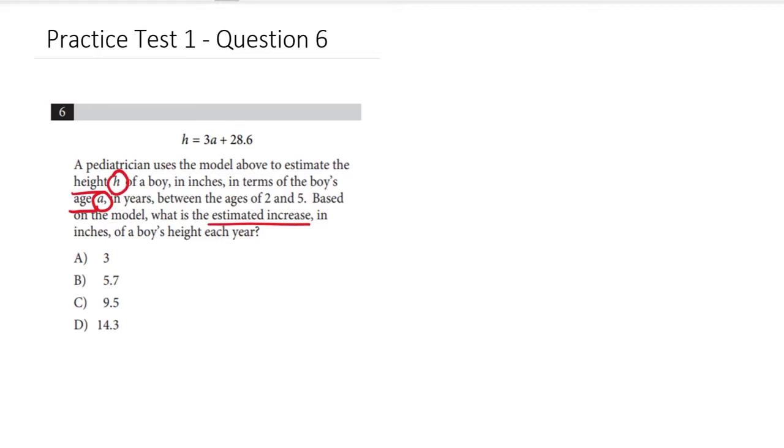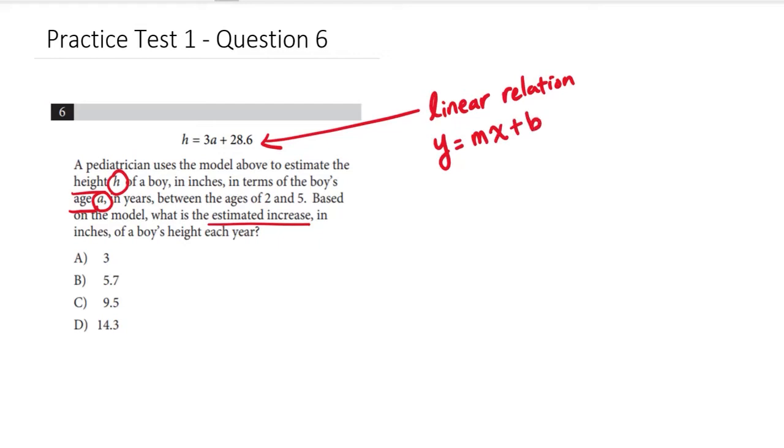To answer this question correctly, you have to recognize that this is a linear relation, which means you should have this form of expression: y equals mx plus b, where m is the slope and b is the y-intercept. You have to recognize that h is like the y value, the output, and a is the input, and 3 is the slope here, and 28.6 is the y-intercept.